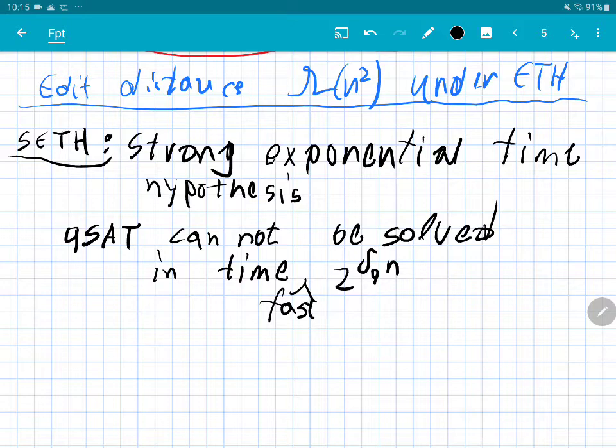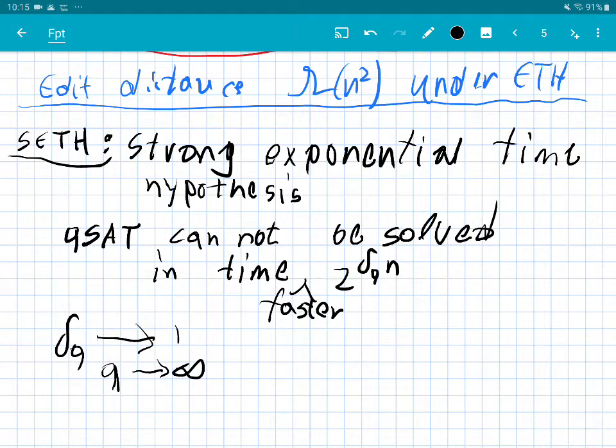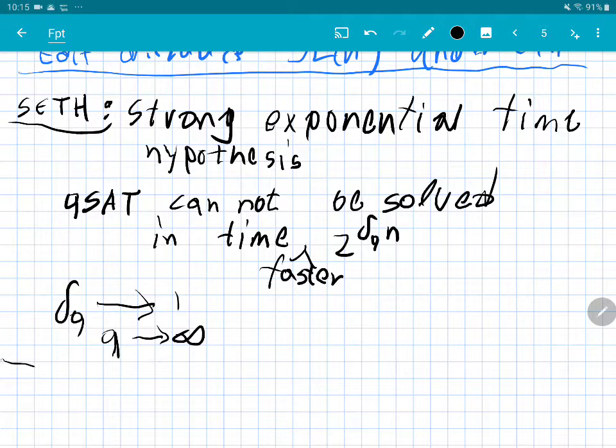So it's the same as at the edge. You cannot solve QSAT in time faster than this, but the conjecture says that this constant delta_Q, the constant in the exponent, goes to 1 as Q goes to infinity. So essentially it says that for large enough clauses, you cannot do better than 2 to the n, period. There is no constant, the constant is just 1.